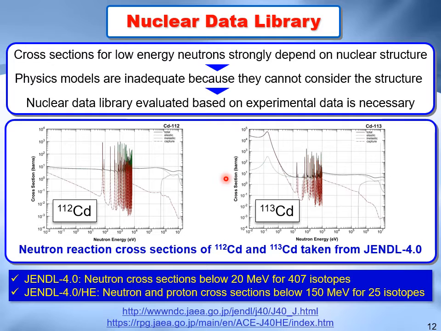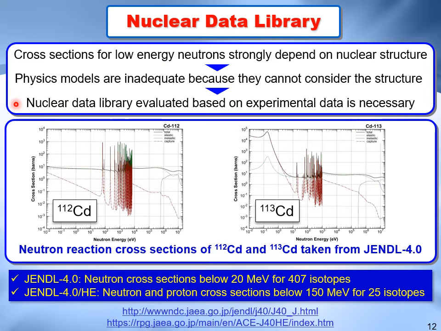Physics models such as JQMD are inadequate to describe this difference because they cannot consider nuclear structure. So if we had used JQMD for this calculation, we would obtain quite similar results between these two nuclides. Therefore, Nuclear Data Library evaluated based on experimental data for each isotope is necessary.